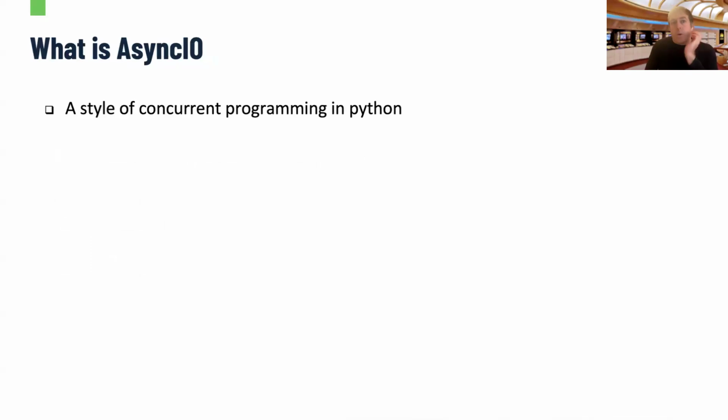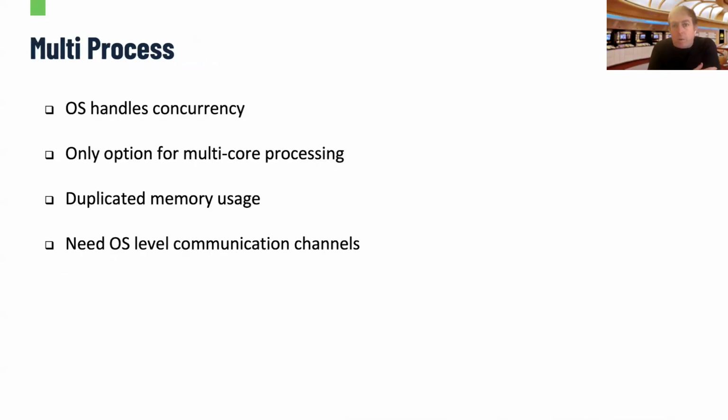So first of all, what is Async.io? Async.io is a style of concurrent programming in Python. So why do we need it? You can think of wanting to do multiple things in Python at the same time. A simple way to do it is using a fork, right? So you can run multiple Python processes at the same time. The OS handles the concurrency, and you can actually use multi-cores on your machines. And the problem is that you get duplicated memory because each process has its own memory space, right?